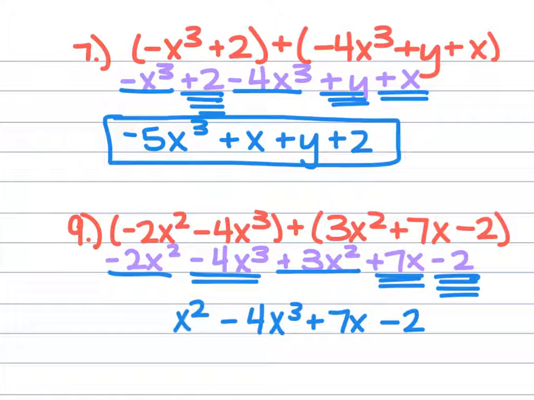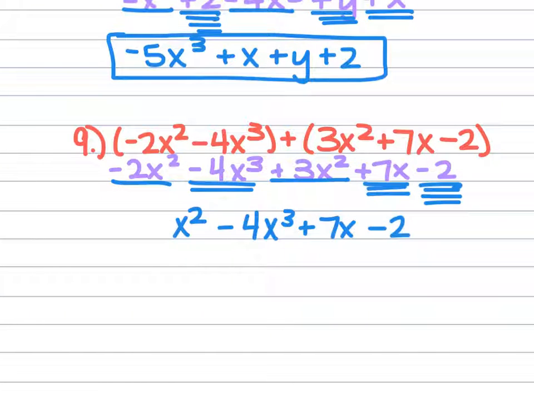Now you can put this into standard form, which is probably the best way to do it, and you have to do it this way, making the term that has the highest variable or the highest degree first. So it's going to be negative 4x cubed plus x squared plus 7x minus 2.